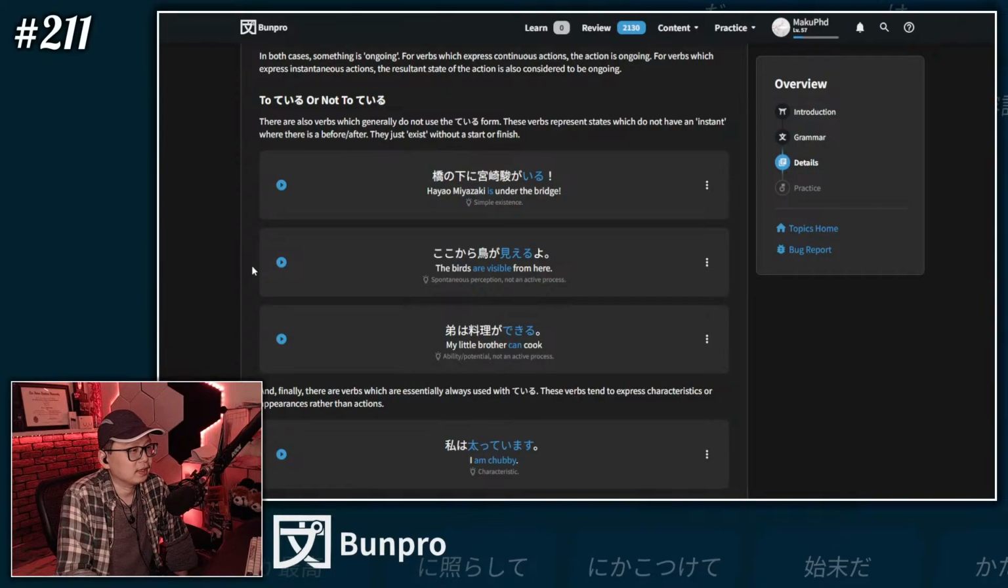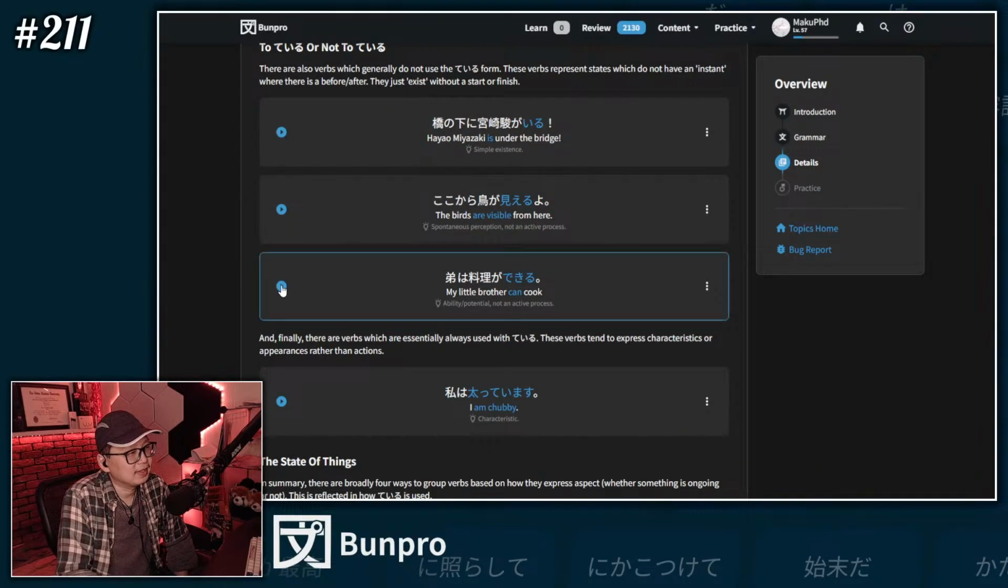ここから鳥が見えるよ。 Oh, it's a spontaneous perception, so non-active process. Oh, mieru. Interesting. 弟は料理ができる。 Oh, can is okay. Fair enough.